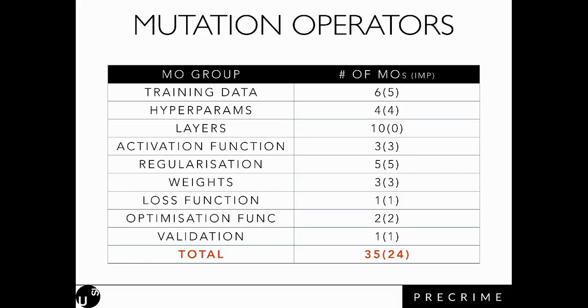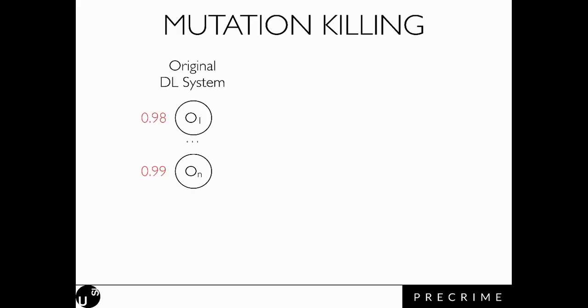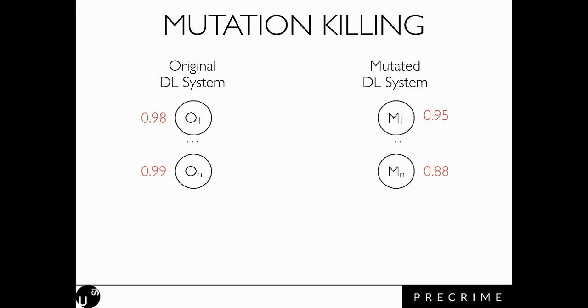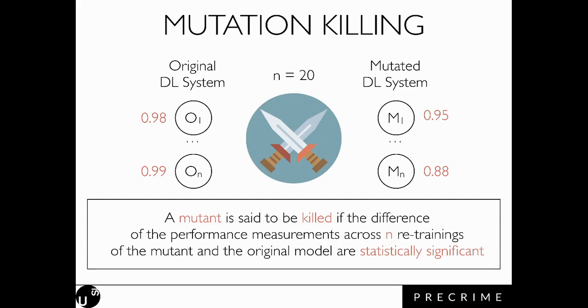Here you can see these operators grouped by the area of application, with the corresponding numbers of proposed and implemented operators in the brackets. Almost all of our operators are parameterized, which means that we can create different configurations of the same operators. To account for the statistical nature of DL systems, we adopt a statistical notion of mutation killing, where we train n samples of the original and n samples of the mutation model, collect their performance metric, and rely on a statistical test to decide whether the difference between two sets of values is statistically significant and thus the mutant is killed.